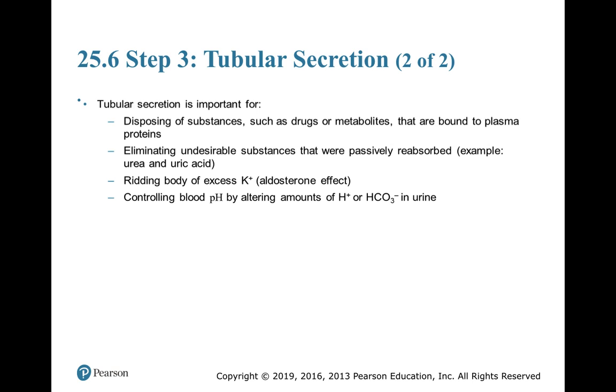Tubular secretion is important for disposing of substances such as drugs or metabolites that are bound to plasma proteins. It also helps to eliminate undesirable substances that were passively reabsorbed, the urea and the uric acid, for example. It helps to get rid of potassium, that's called the aldosterone effect, and it helps control blood pH by changing the amounts of hydrogen ions or bicarbonate in the urine.